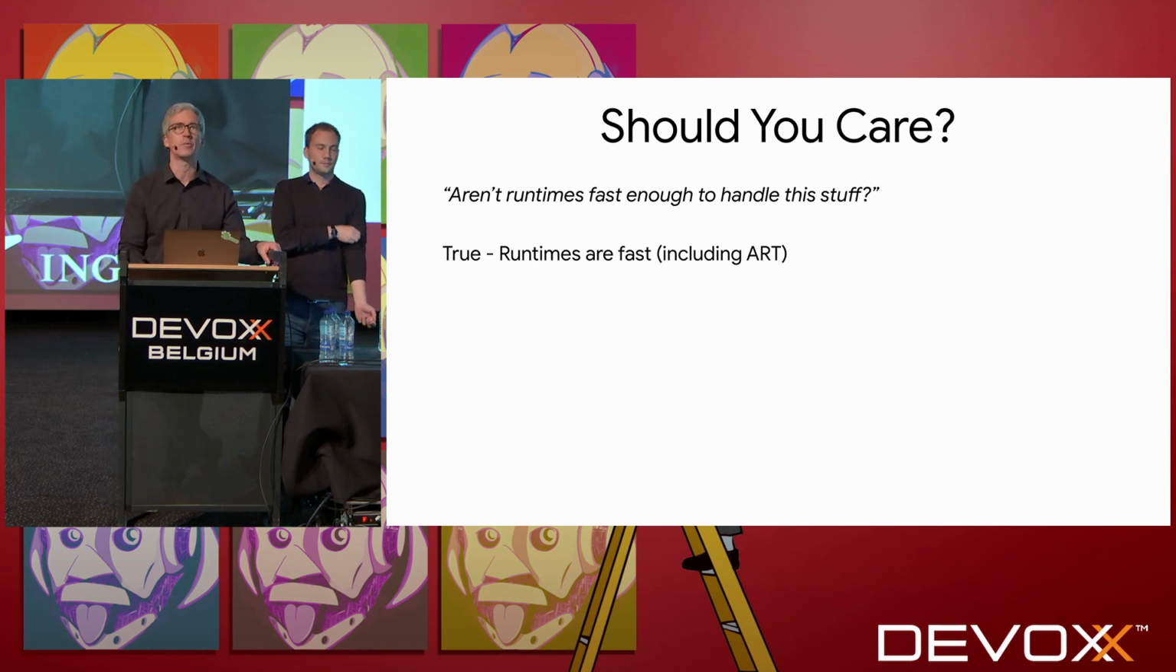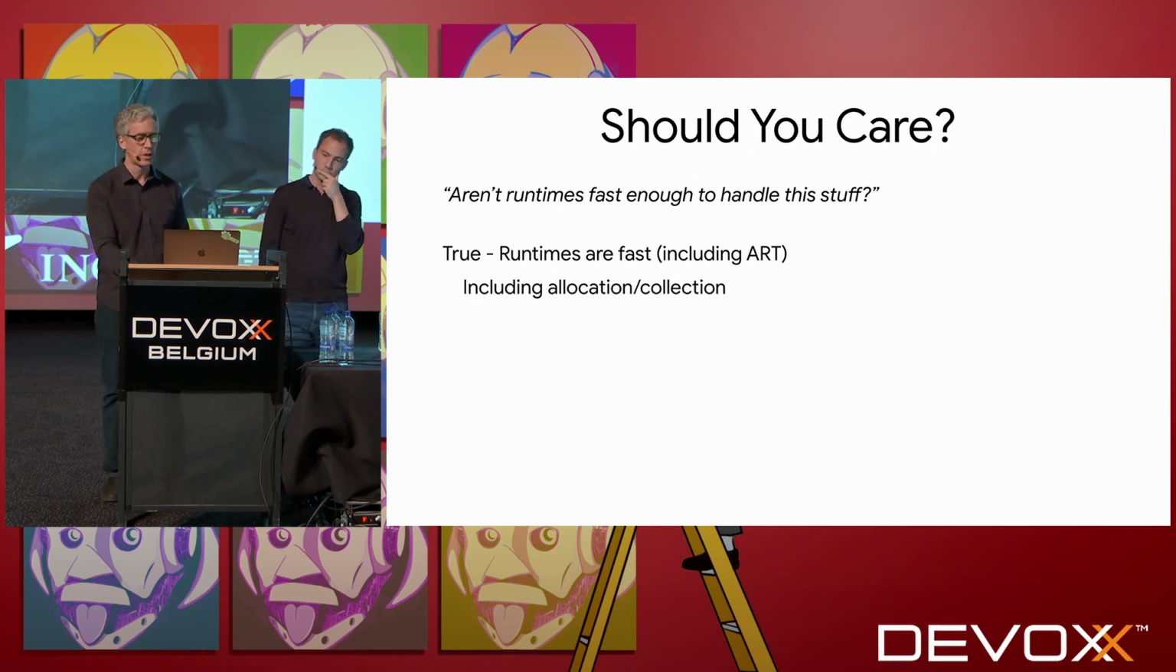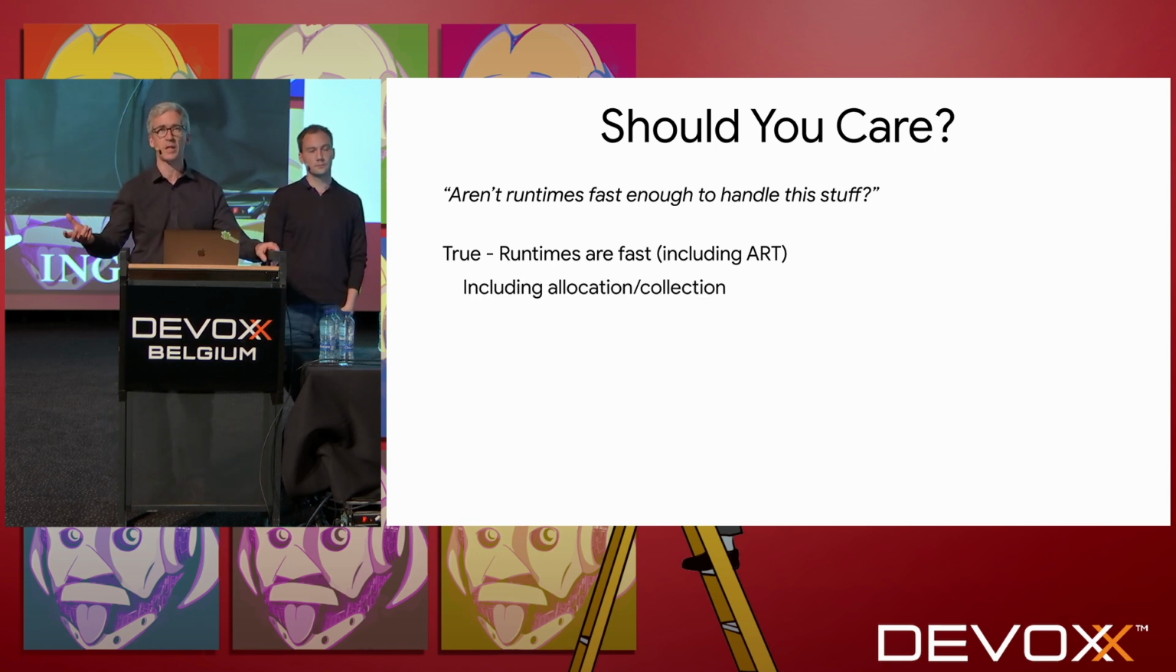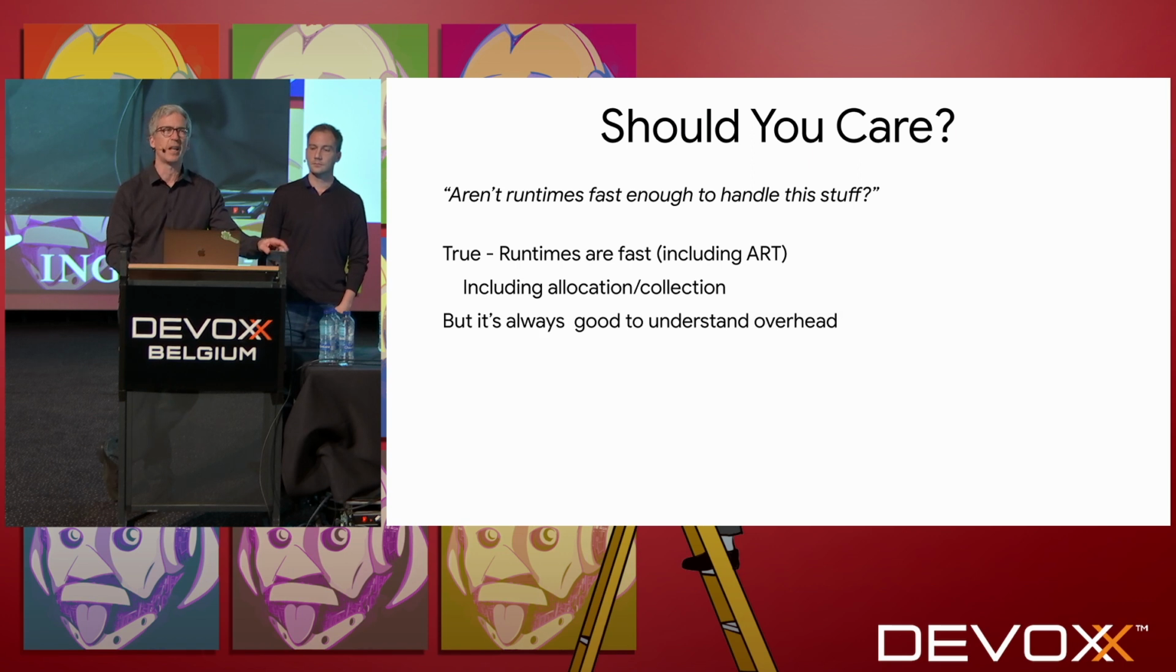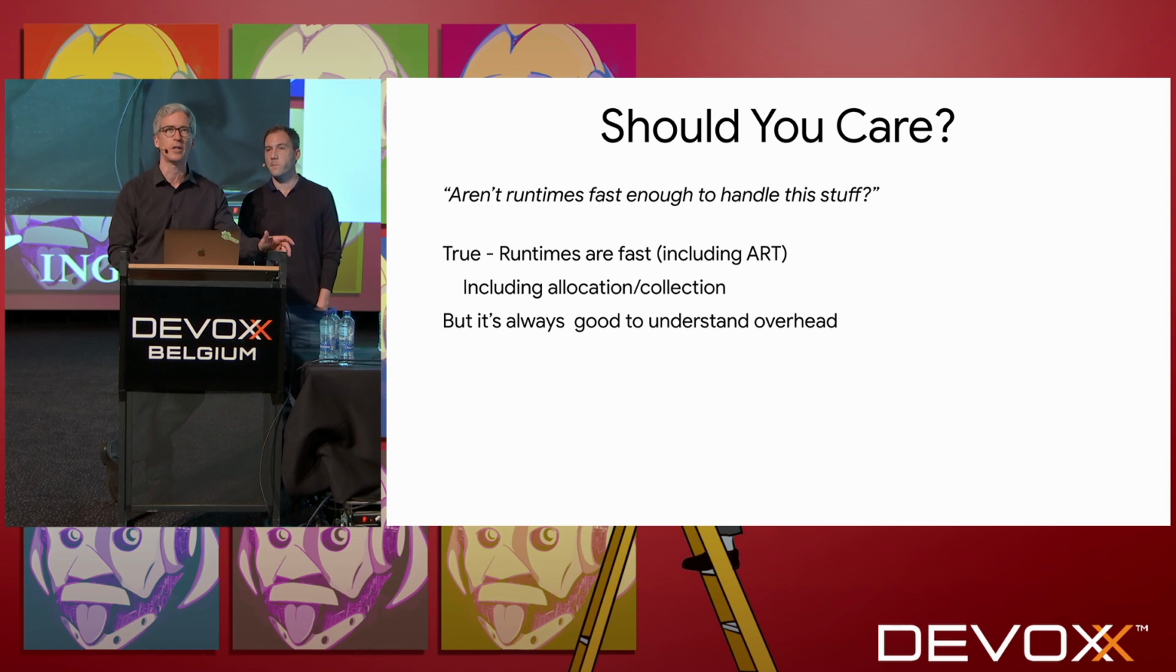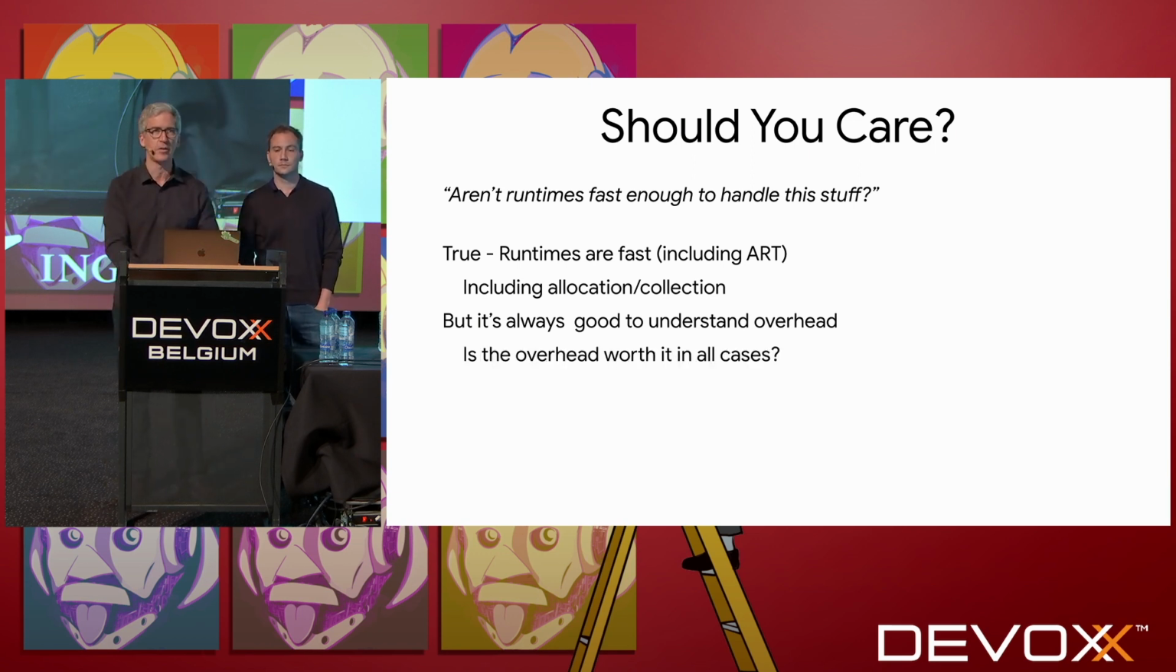Absolutely true. Runtimes are much faster. They are pretty good at handling collections and allocations. It's not free, but it is work that is pretty fast and really beyond the level where you need to care in most situations. Allocation tends to be relatively fast, and things can get collected, especially things like young generations and temporary objects. But it's always good as engineers to understand what's going on so that you can make informed decisions when it may matter, and to consider whether the overhead in all cases is worth it.